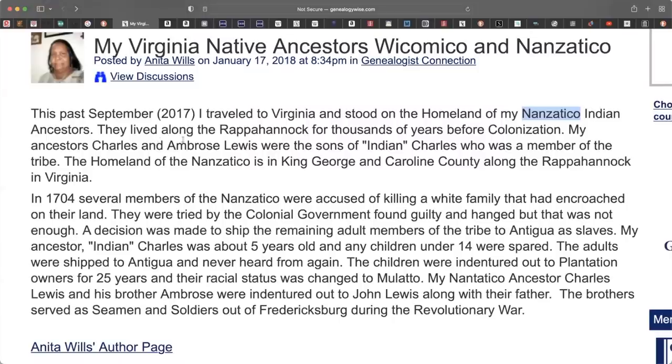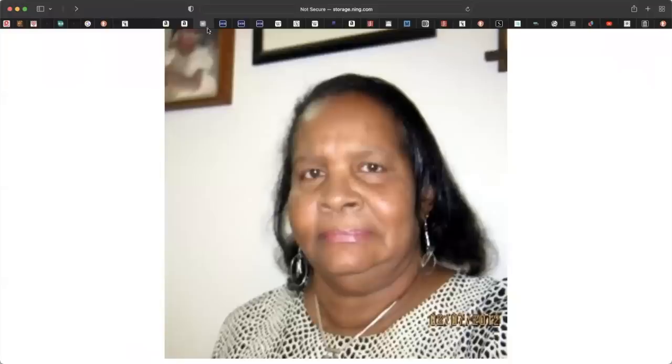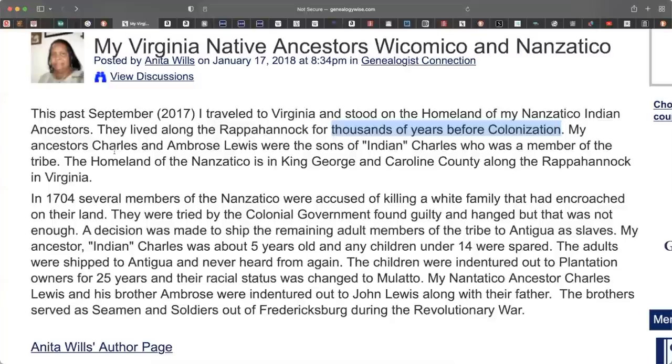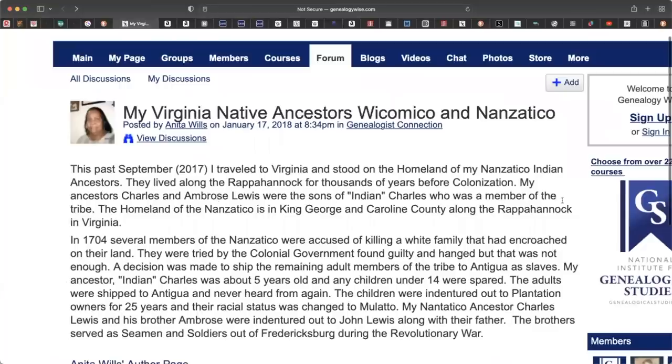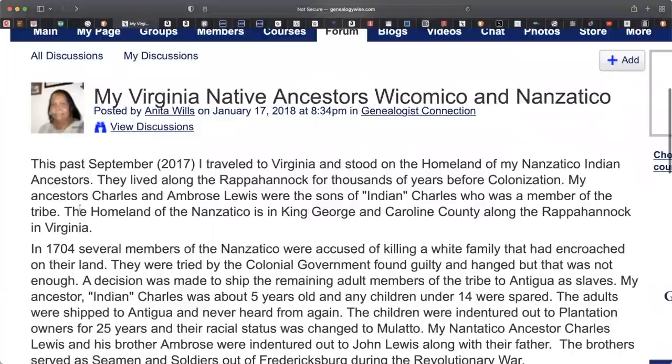She's telling us they lived along the Rappahannock for thousands of years before colonization. She knew her history. She said, my people have been there for thousands of years. That's my people. Do you remember who you are? My ancestors, Charles and Ambrose Lewis, were the sons of Indian Charles, who was a member of the tribe, okay? He was a member of the tribe. She knows her ancestors. She's done her genealogy.